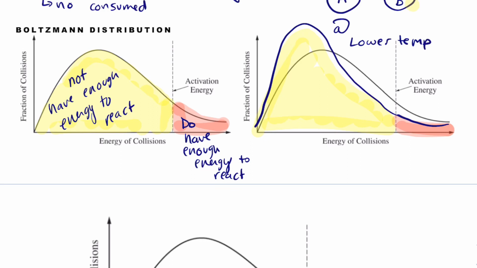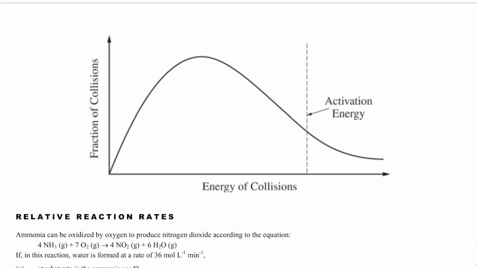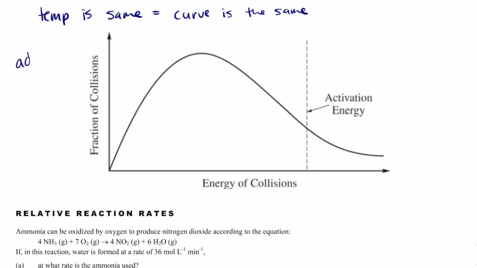Okay, now, what if I ask a question, if I got another Boltzmann distribution here, what if the temperature is the same? If the temp is the same, that means the curve is the same. I didn't add any energy if the temperature is the same. But let's say I still sped up the reaction. That would mean I most likely had a catalyst. So let's see what happens if I added a catalyst and the temperature is the same, at the same temp.